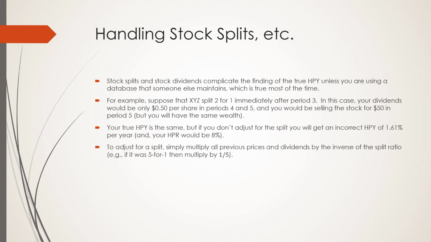So the way that you adjust for splits is to multiply all of the historical prices, the pre-split prices, by the inverse of the split ratio. So if the split was 5 for 1, you take all of those previous prices and you divide them by 5 or multiply by 1/5.